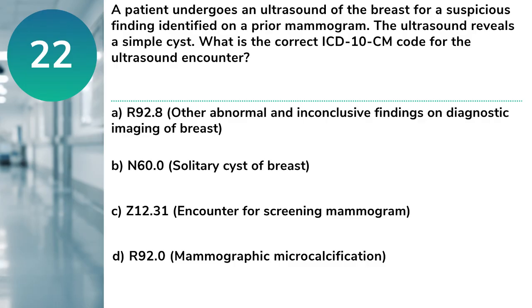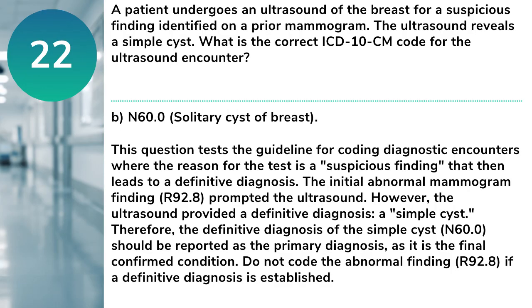B. N60.0, solitary cyst of breast. C. Z12.31, encounter for screening mammogram. D. R92.0, mammographic microcalcification. Answer, B. N60.0, solitary cyst of breast.